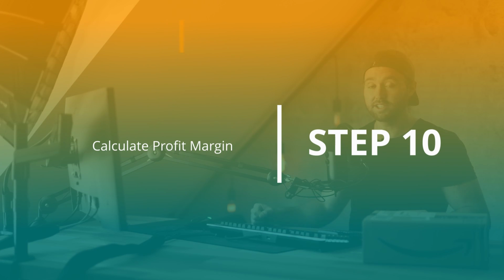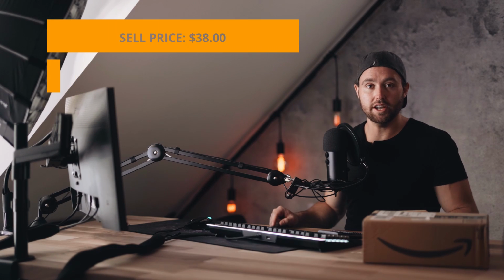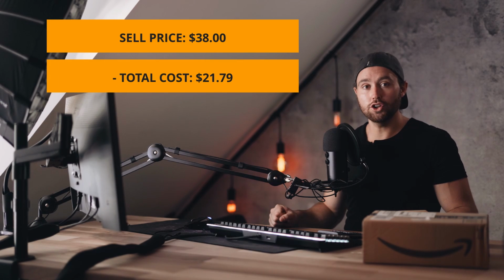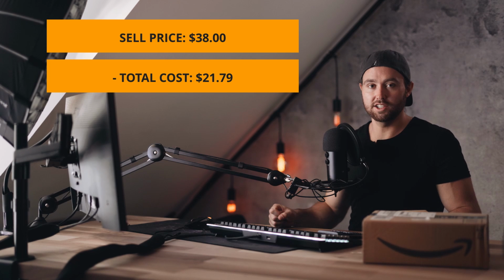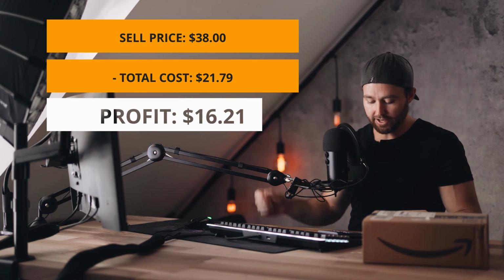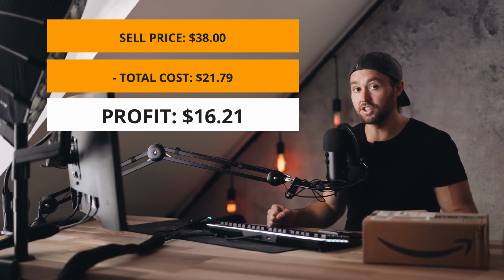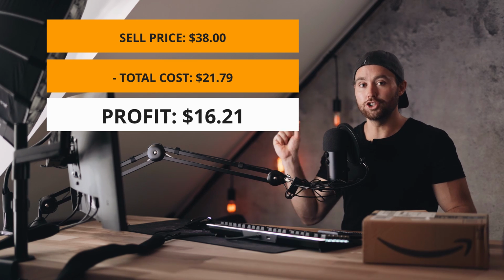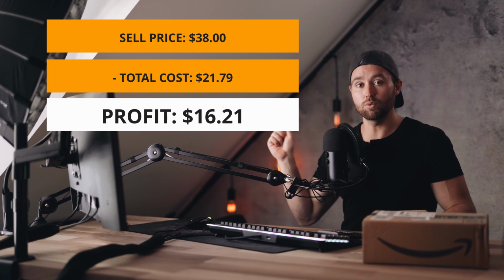And step number 10 is to calculate your profit margin. So here you're simply taking your sell price, ours was $38. We deduct our total cost at $21.79, and we are left with $16.21 in dollar profit per unit we sell.